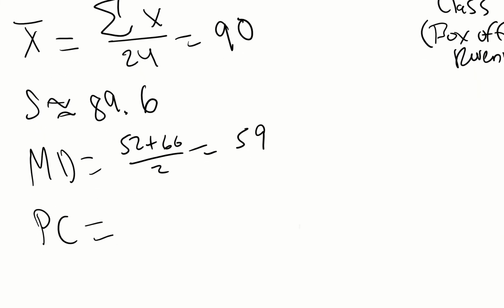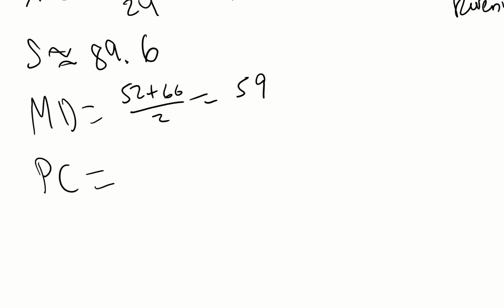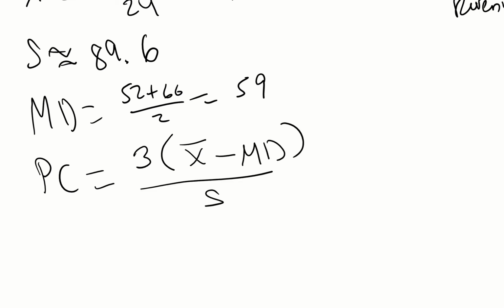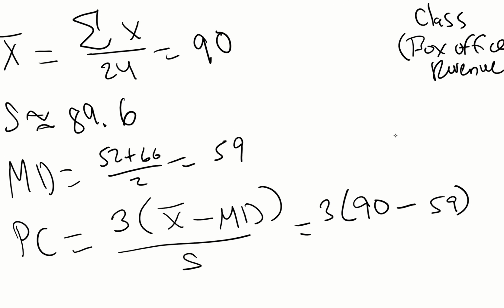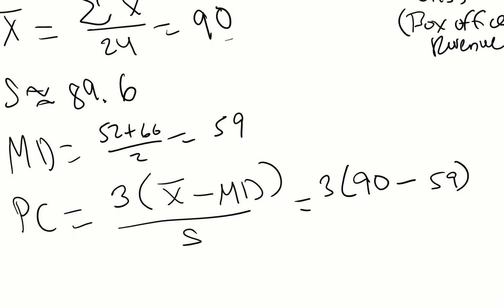All right, so next we're going to need to calculate our Pearson coefficient. So to calculate this, you do 3 times the sample mean minus the median, divided by the sample standard deviation. So we got 3 times, we got 90 minus 59. And we can clearly see that since the average is greater than the median, that indicates that this is going to be skewed to the right. Okay, so if the average is to the right of the median, it's going to be skewed to the right. So we got divided by 89.6.